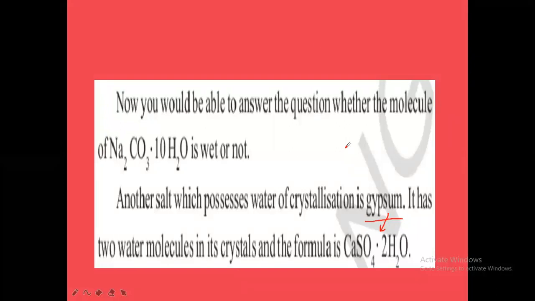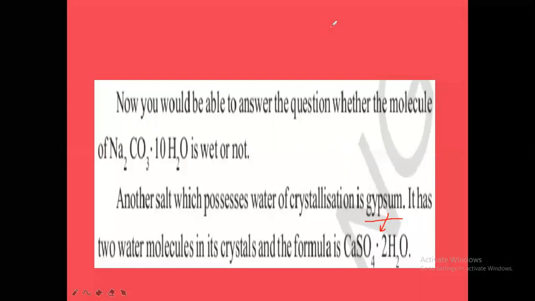Now tell me, how many types of hydrated salts did we discuss so far? 3 types. What are they? Na2CO3 10H2O, next CuSO4 5H2O, and then CaSO4 2H2O.